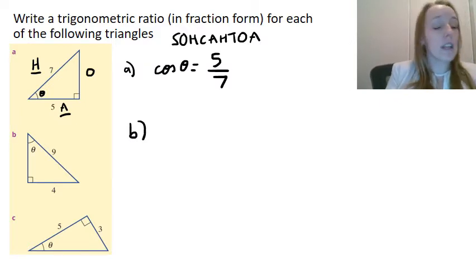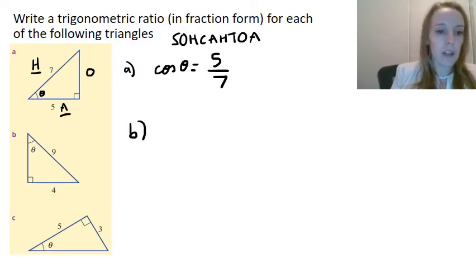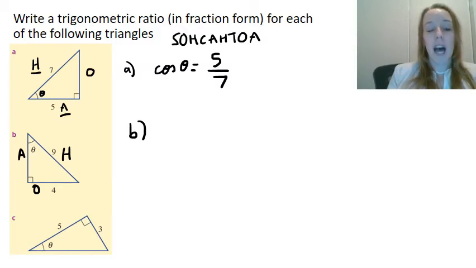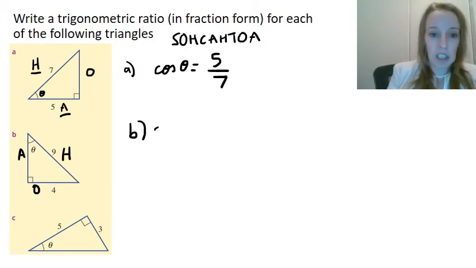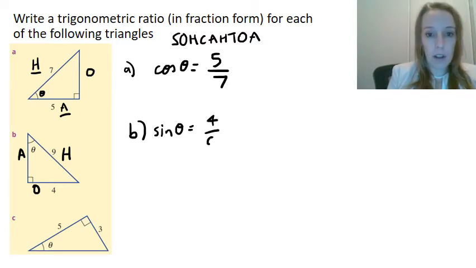For B, again, you can label the sides to help you figure it out. So this side is opposite that right angle, so that's the hypotenuse. This side is adjacent to the angle, but it's not the hypotenuse, and this one is obviously the opposite. There we go. So in B, we're given the opposite side and the hypotenuse. So think about SOHCAHTOA. Which one relates to the opposite sides and the hypotenuse? It's S, so sin is our opposite over our hypotenuse, so that's 4 over 9.